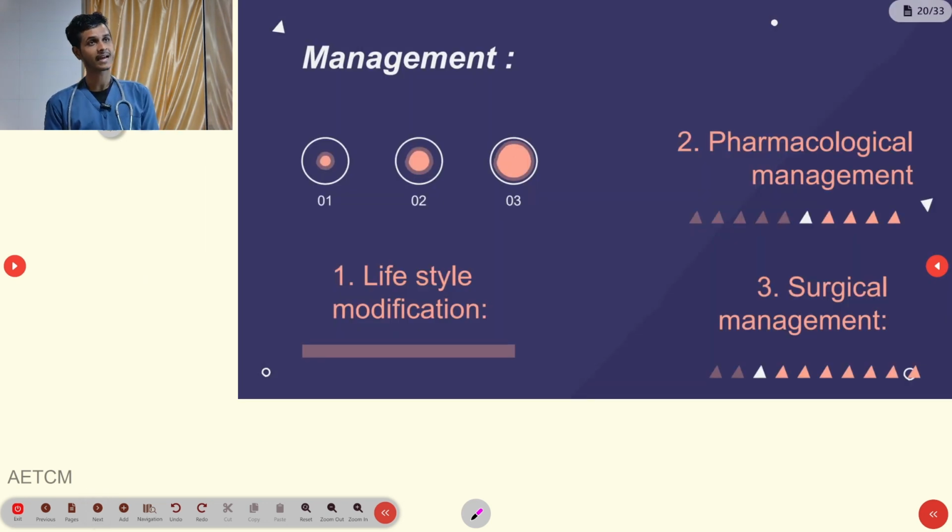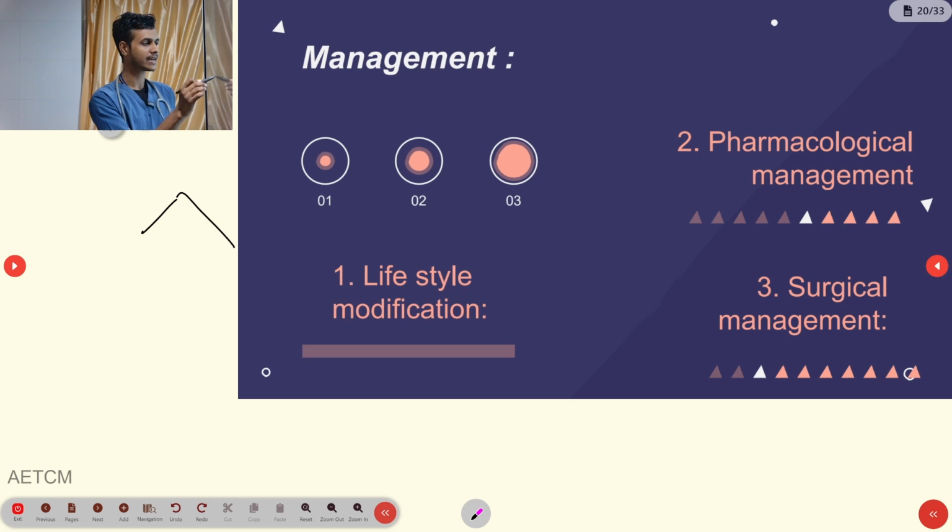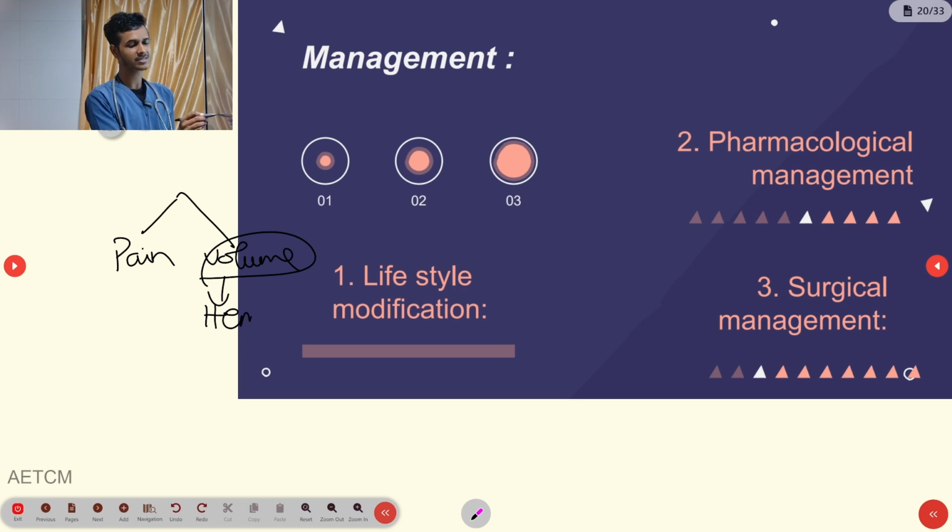And then coming to the final part, that is your management: lifestyle management, pharmacological management, and surgical management. Before that, in the pre-hospital setting, what are the two major goals we have to manage? First one is the pain, second one is volume resuscitation, majorly because of the hemorrhage. If the person has severe dehydration or has lost a large amount of blood, then you have to think about volume resuscitation.